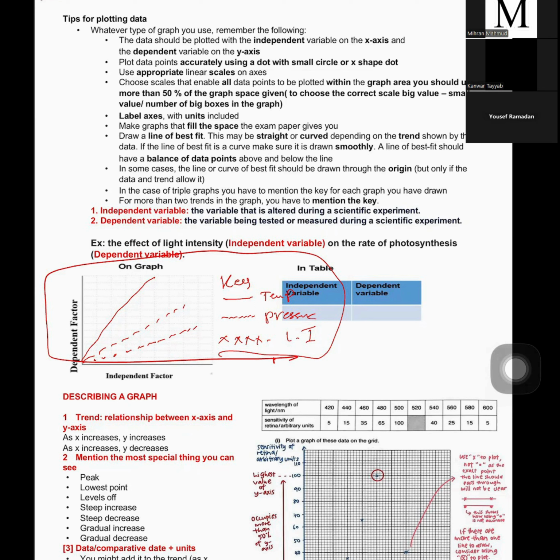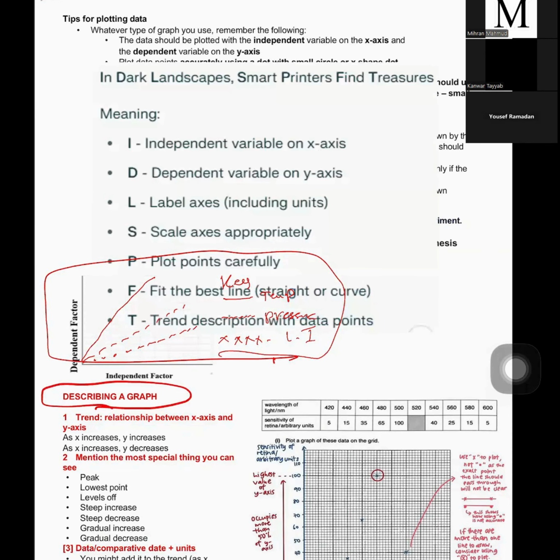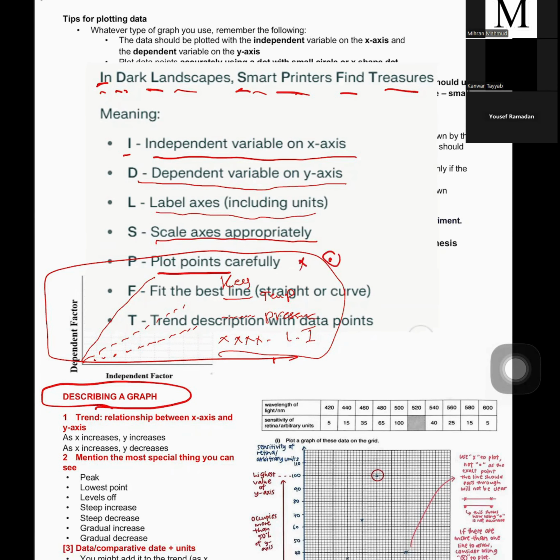Next, whenever you describe a graph, I have prepared this for you. In dark landscape, smart printers find treasure, which means what? I stands for independent variable on X, D dependent variable on Y, L you label with units, S must use an appropriate scale, P plot the points as X or O, F fit the best line or the curve or whatever. You should join the lines with a ruler.